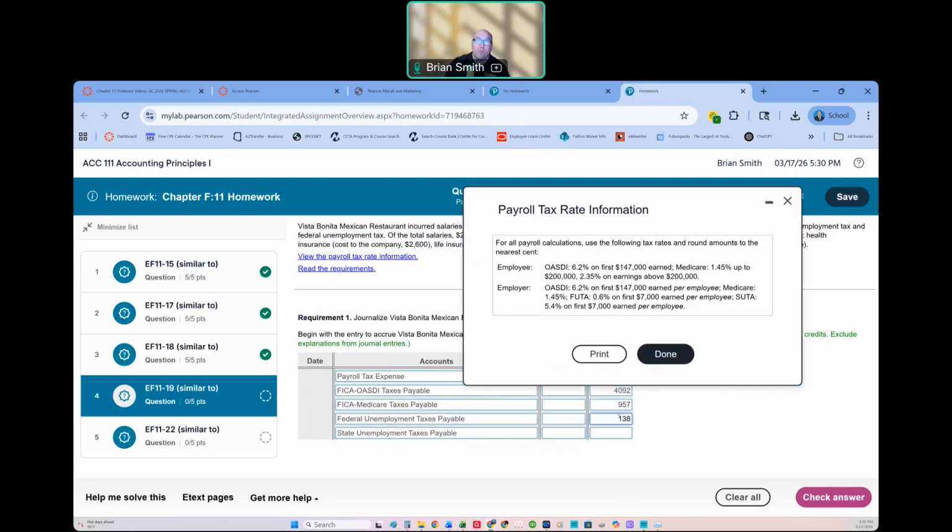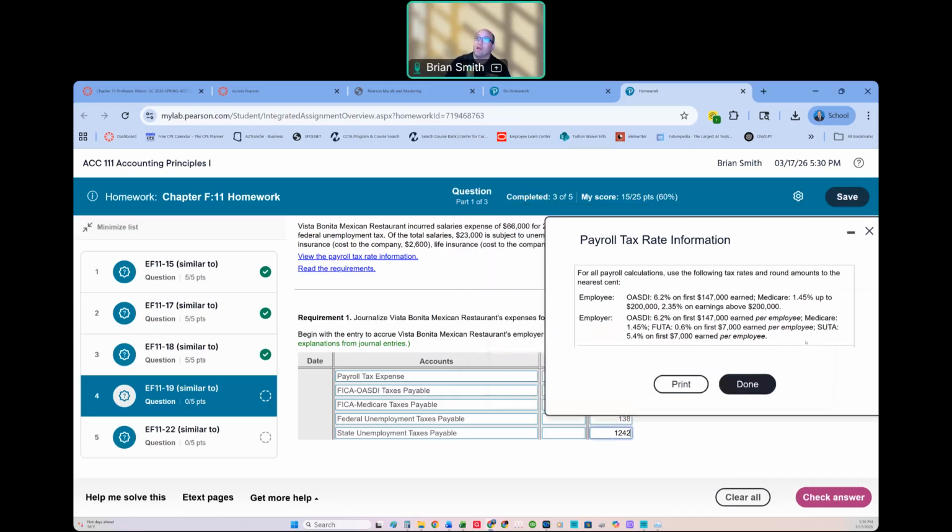And then the state portion is going to be 0.054. That gives 1,242. So for the payroll tax portion, we're going to add up all of these. And I got 1,429 is what the employer has to pay.